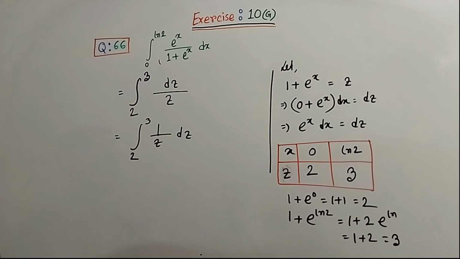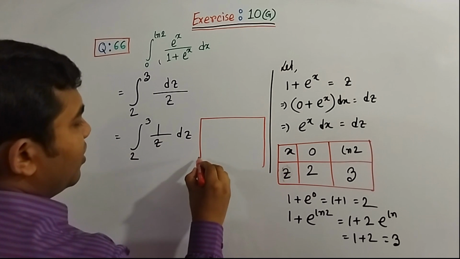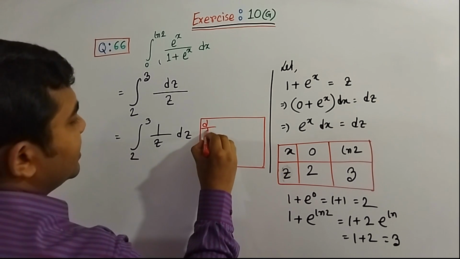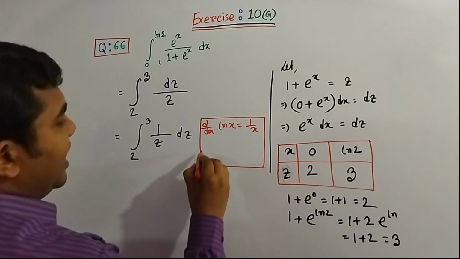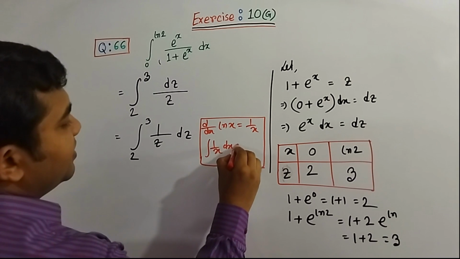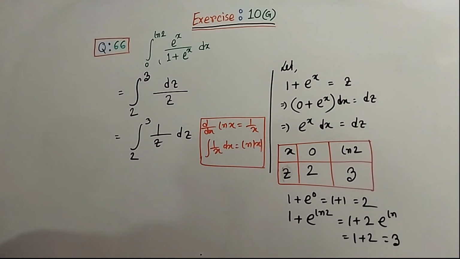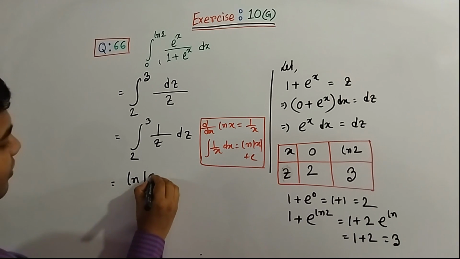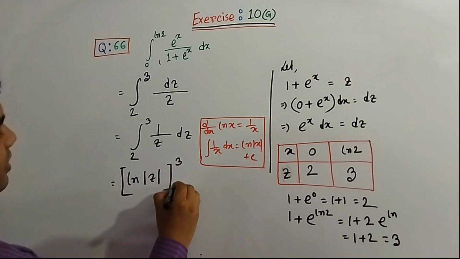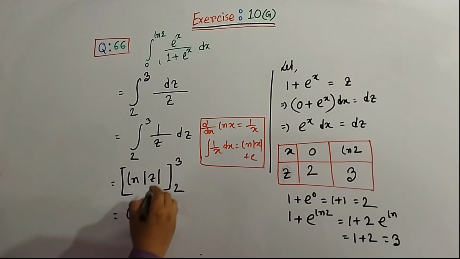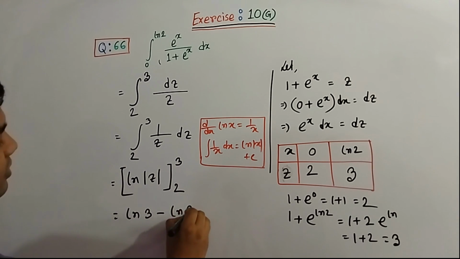We know a formula for that. What was that formula? The formula was d dx of ln x is 1 by x, and now the integration of 1 by x dx must be ln of x plus c, isn't it? So if we use this formula here, we will get ln of z, between the limits 2 and 3. Then finally we will get ln 3 minus ln 2.